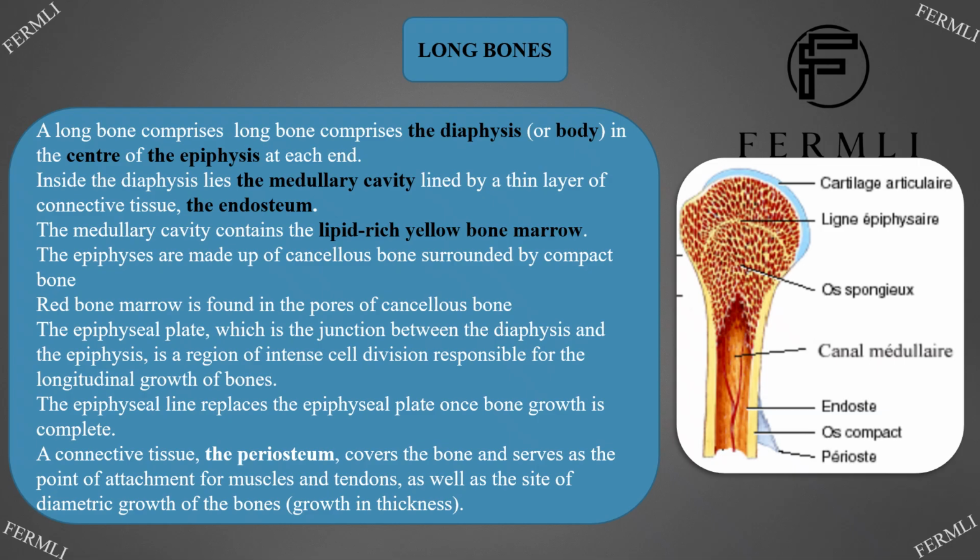The epiphyseal plate, which is the junction between the diaphysis and the epiphysis, is a region of intense cell division responsible for the longitudinal growth of bones. The epiphyseal line replaces the epiphyseal plate once bone growth is complete. A connective tissue, the periosteum, covers the bone and serves as the point of attachment for muscles and tendons, as well as the site of diametric growth of the bones, growth in thickness.